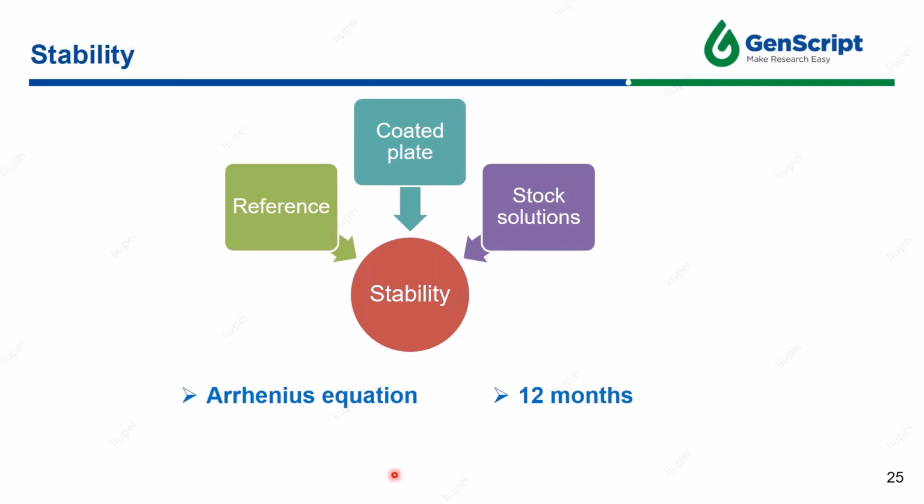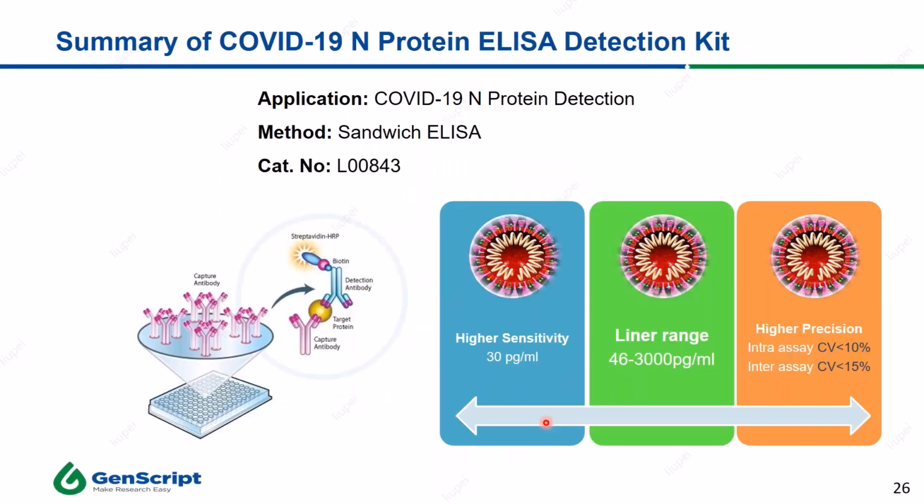Acceleration in a 37-degree incubator is equivalent to a 40-degree storage is about for 1.5 months. So this is what we often call the Arrhenius equation. Our kit can be stable for 1 year.